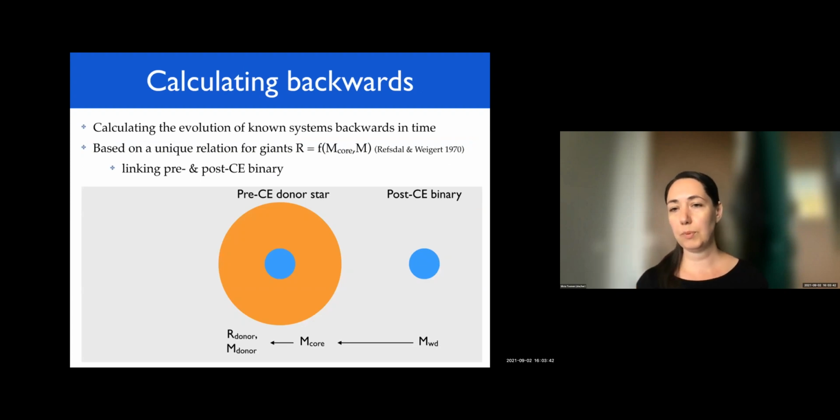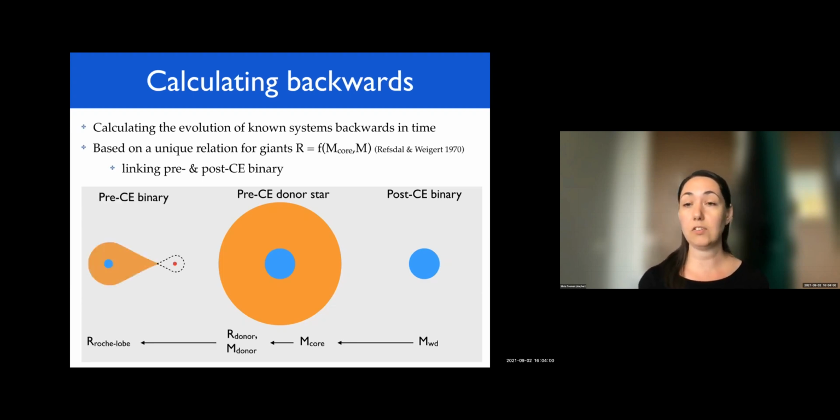We observe a post-common envelope binary, we measure the mass of the white dwarf, and we then assume, okay, the mass of this white dwarf is probably very similar to the mass of the core that the giant had just before the common envelope. That mass of the core gives us the radius of the star, and of course, the radius of the star at the moment of Roche lobe overflow gives us the radius of the Roche lobe, and therefore the period of the system. So with this, we can relate the period after the common envelope to the period before the common envelope.